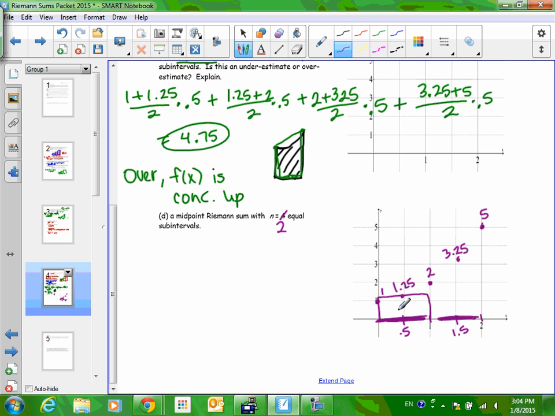So this is a rectangle again. Remember, they're all rectangles except for the one trapezoid. So midpoint Riemann sum, that's a rectangle problem, just like left and right. So I would say, okay, that's 1.25, but I'm not multiplying by 0.5. I'm multiplying by this whole base right here, which is 1. So times 1. So the fact that I changed how many subintervals I had changed how long just one of them is. All right, plus, okay, what would the next one be? 3.25, again, times 1.